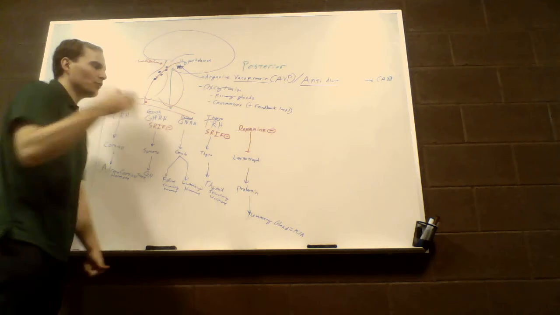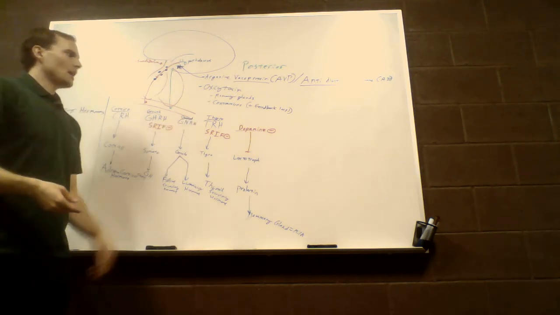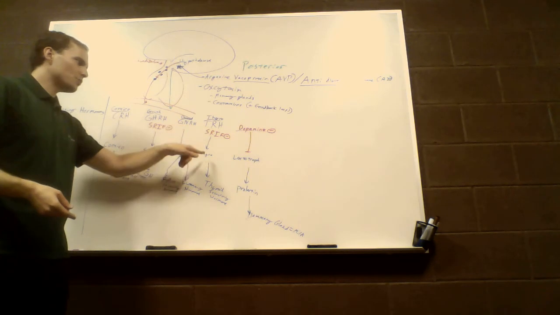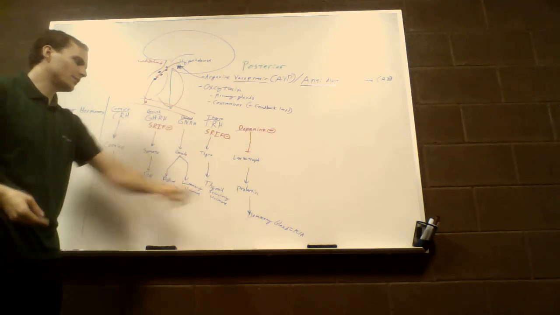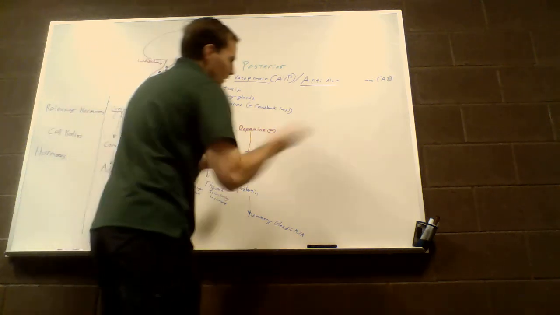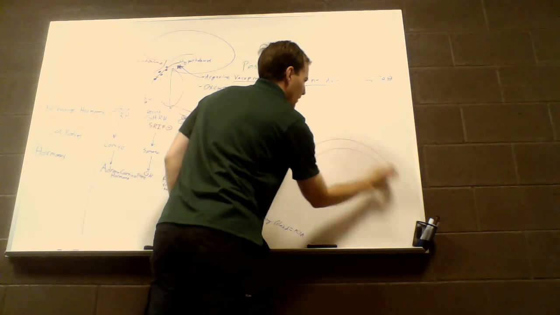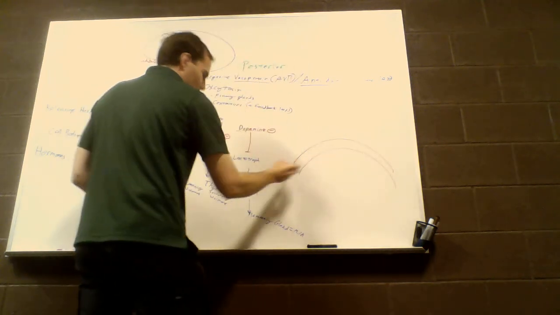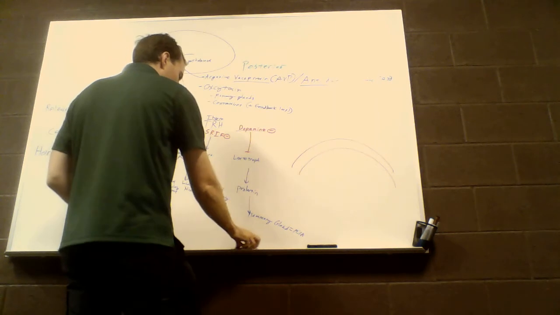When we want to increase our metabolism, the hypothalamus will release TRH, and it will go to the thyrotrophs. Thyrotrophs will then release thyroid-stimulating hormone. Now, let's see what happens actually at the thyroid. Thyroid-stimulating hormone will come through the blood, because all of these end up getting dumped into the blood to find their tissue.